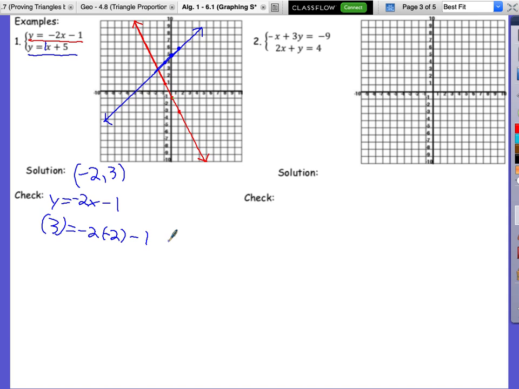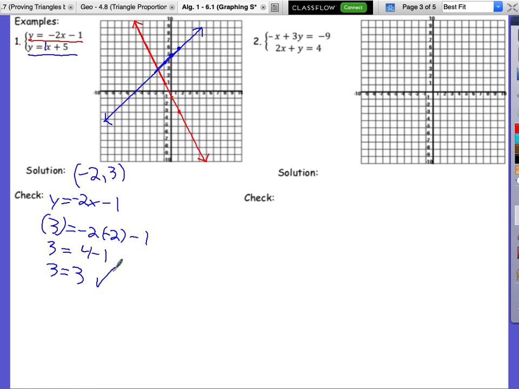Now we want to simplify. Well, 3 is just 3. What's negative 2 times negative 2? Positive 4, minus 1. What is 4 minus 1? 3. Does 3 equal 3? Okay, we got it. That means the solution works for this first equation. So we're going to put a little check mark. That's just saying, hey, we checked it and it worked.